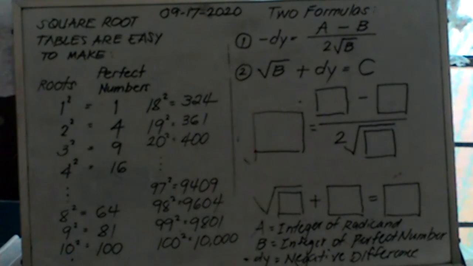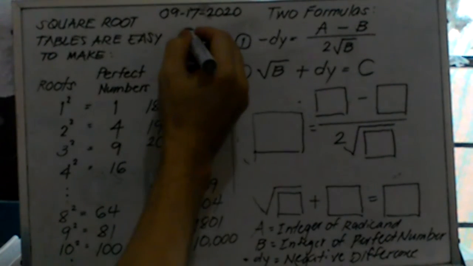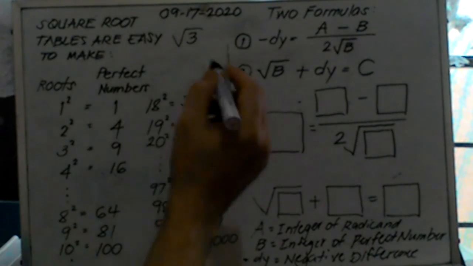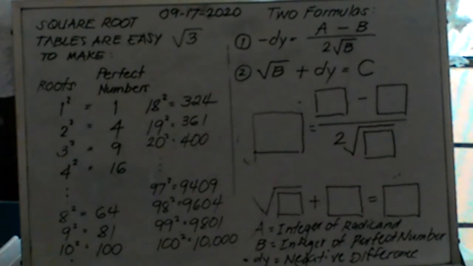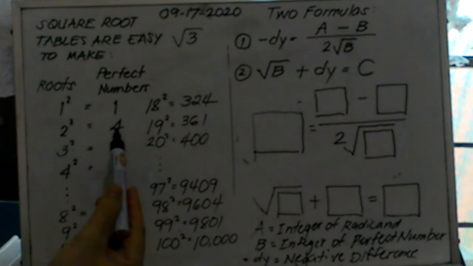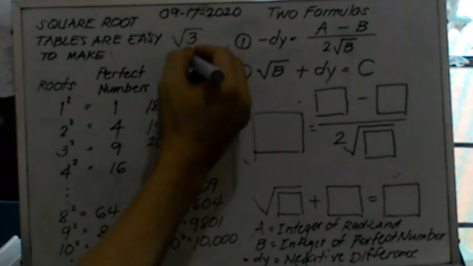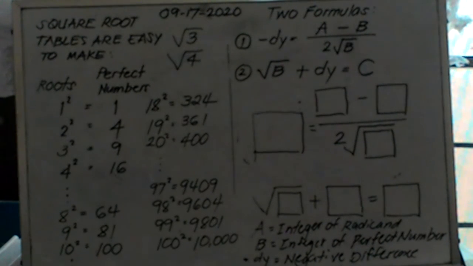I'll give you an example. Suppose I want to find the square root of 3. And I look down the table and see that 3 is between 1 and 4. Thus, the nearest perfect number would be 4. Now I have two data, square root of 3 and square root of 4. Watch how I use the data.